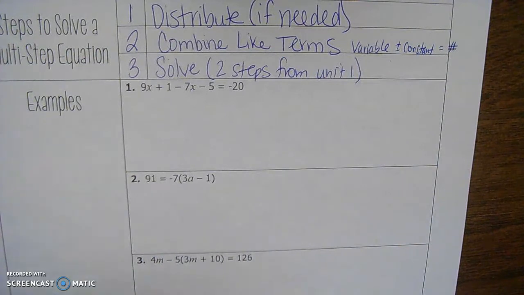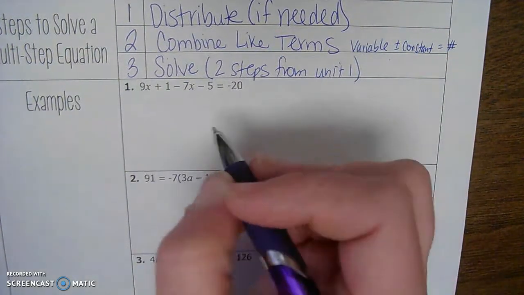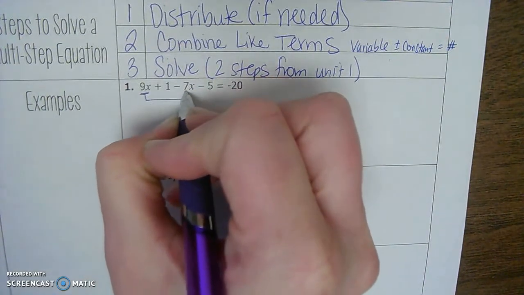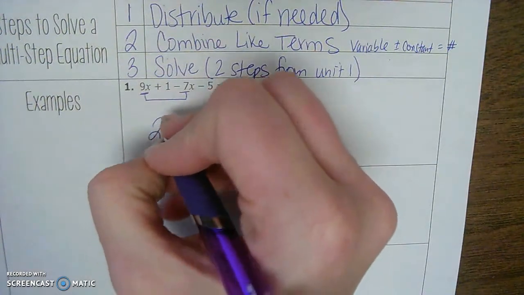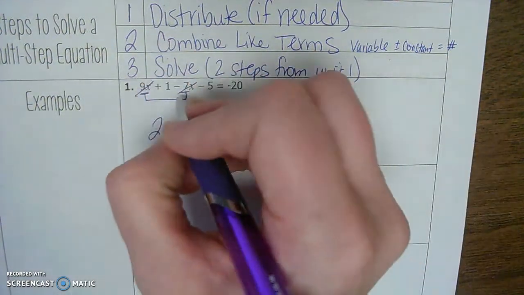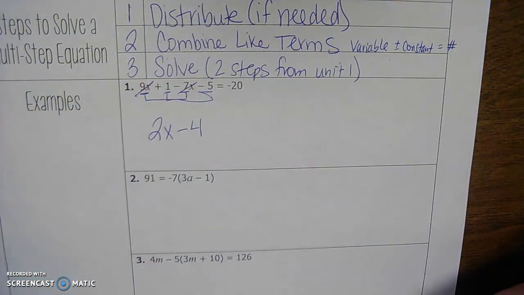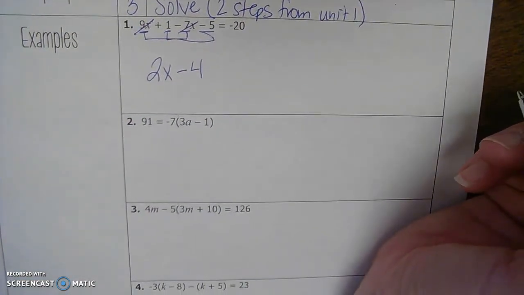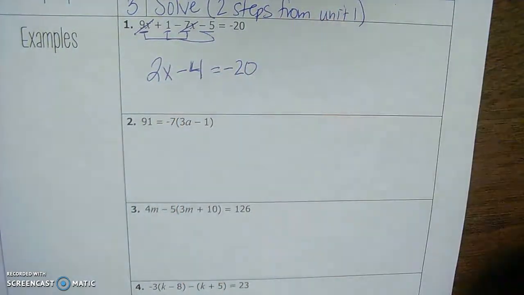So if we go ahead and look at number 1, we don't have to distribute because there's no parentheses. So we're going to have 9x minus 7x. Those are our first set of like terms. So that gives us 2x. Those are done. 1 minus 5 is negative 4. So we write a minus sign, not plus negative, just a minus sign. So 2x minus 4 equals negative 20.